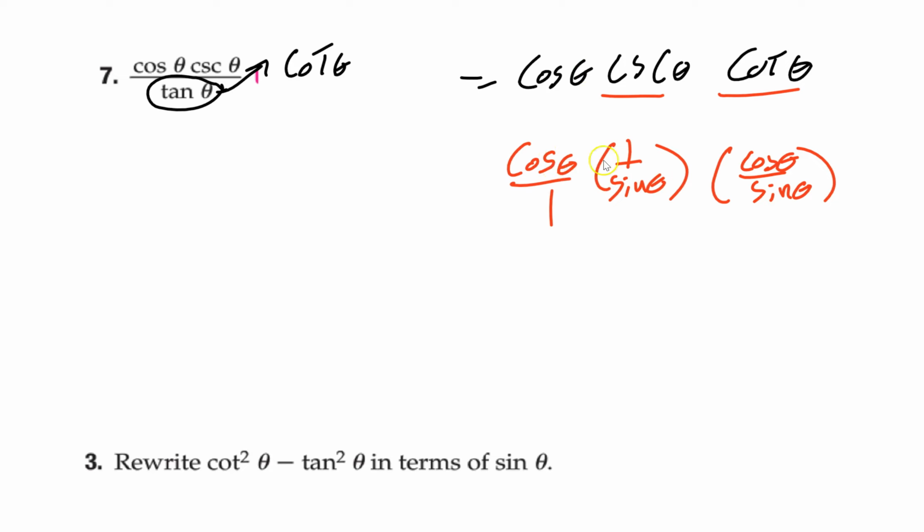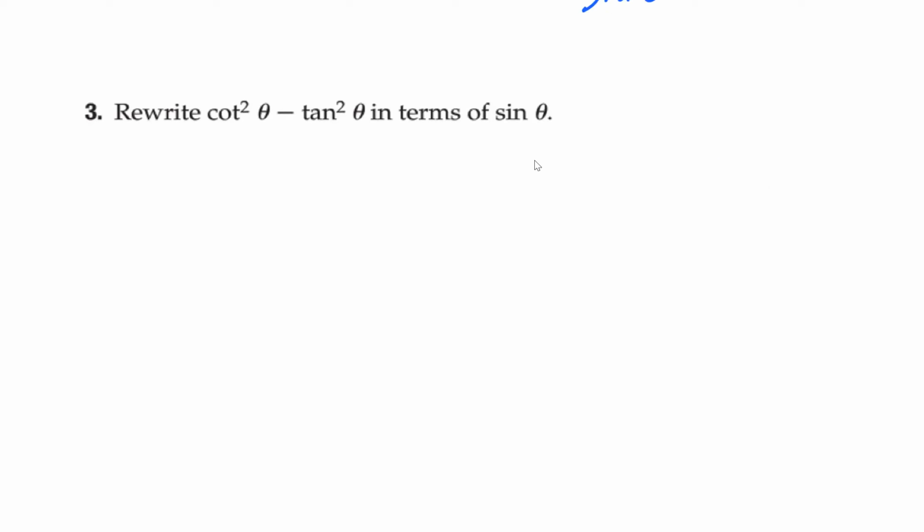I get cosine. Remember, you multiply across, so I get cosine squared over sine squared, which is cotan squared. So that's that one. I thought it was going to be more interesting, but that's what that one looks like. Listen, look at the next one. Rewrite in terms of sine.